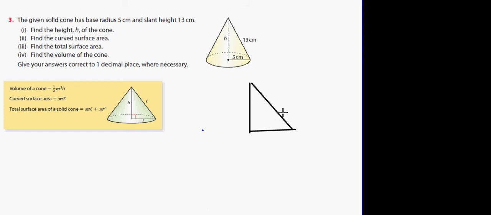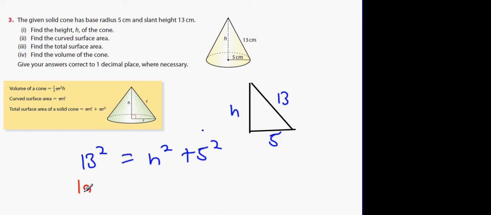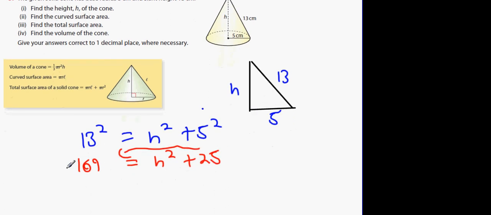And to do Pythagoras' theorem, it's going to be the longest side, which is 13, equals the other two sides squared and added together. So 13 squared equals h squared plus 5 squared. 13 squared is 169, h squared is still the same, and 5 squared is 25. Bring 25 over to the other side. It becomes minus 25. So we're going to get h squared equals 144.